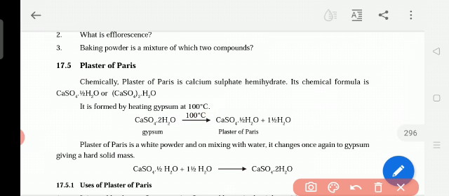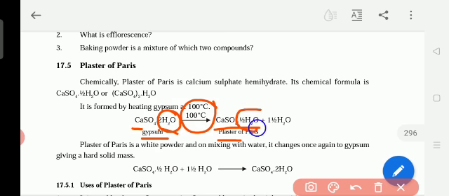So gypsum formula is what? Calcium sulfate hydrate. Hydrated calcium sulfate, CaSO4 into 2H2O. When we heat this at 100 degrees Celsius, we get the calcium sulfate hemihydrate, plaster of Paris. Here two water molecules are there. Half water molecule remains and 1.5 water molecules are separated. Okay, so this is the plaster of Paris.